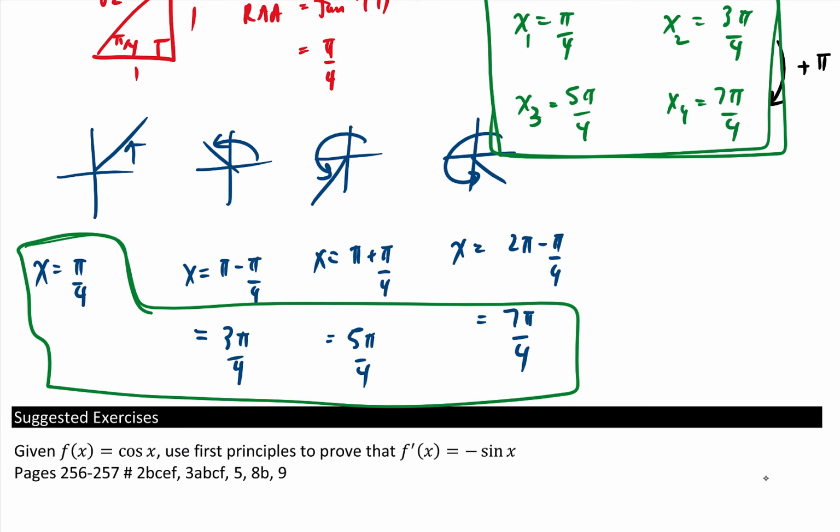So for homework, I'd like you to prove that the derivative of cosine x is equal to negative sine of x using first principles. Use the same procedure as we did for determining the derivative of sine of x. And then from your textbook, try the following questions. And good luck.